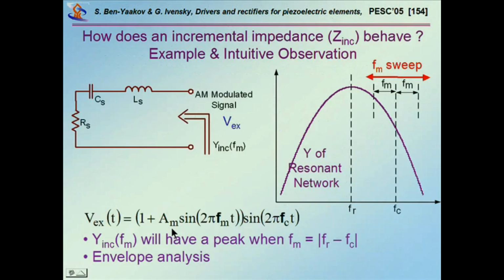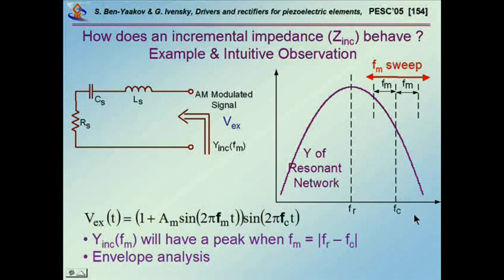Okay. Now how does it look? Let's just understand it intuitively without going into too much mathematics. So suppose you have this network. You feed it with a modulated signal, and you change the frequency of modulation. What will happen here?